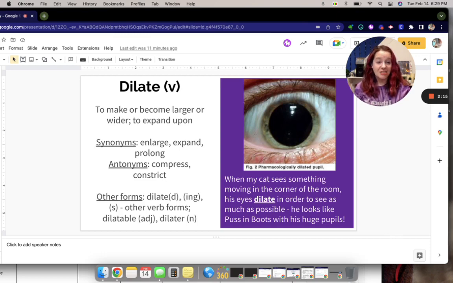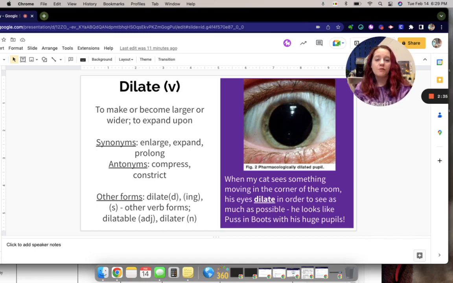Dilatable is an adjective form. You would use that to describe something that can be dilated, like a pupil. Dilator is the noun form, the thing that causes something to dilate. In that picture, you can see that as a dilated pupil, it's nice and big and wide, and my sentence is about the same idea, just in a cat instead of a person.